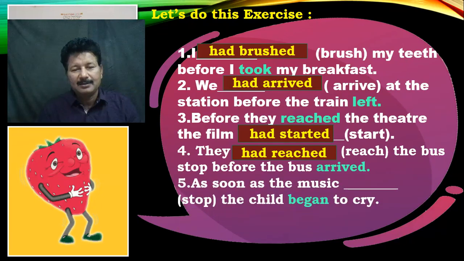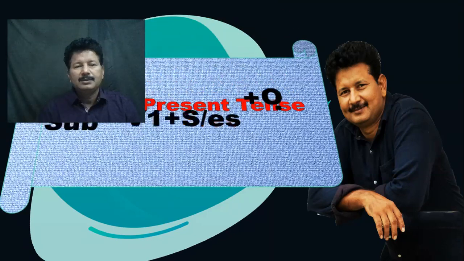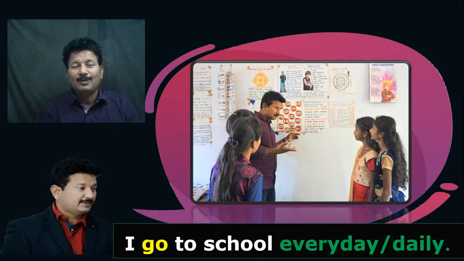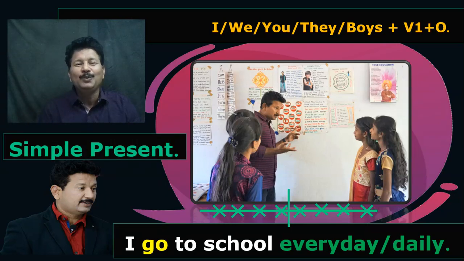As soon as the music dash, the child began to cry. So, which incident happened first? The music had stopped, right? Well, now let's work with simple present tense. And the sentence pattern is subject plus V1 plus S or ES plus object. I am sure that you are quite familiar with this. Now, let's look at these examples. Like, what do you do? I go to school every day. So the sentence pattern is I, we, you, they, boys plus V1 plus object.